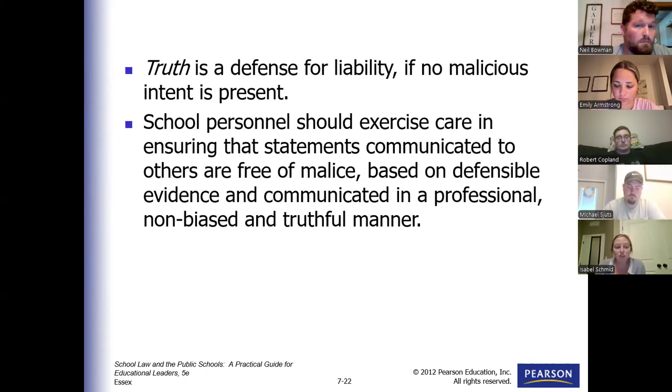So even in difficult situations, truth can be a defense against liability, but only if no malicious intent is present. School personnel must be vigilant to ensure that all communication is fact-based, professional, and free of bias. Students have a liberty right to expect that their reputations are protected from unwarranted or malicious attacks. That's why statements should only be made when supported by defensible evidence and communicated in a way that is neutral and necessary. For example, when providing a reference to a prospective employer, it's essential to share only the information that was directly requested, nothing more. Doing otherwise could give rise to claims of malice. And that's all I've got.